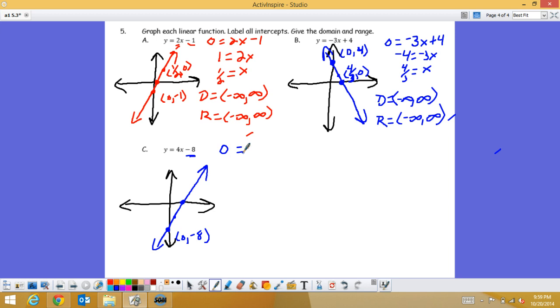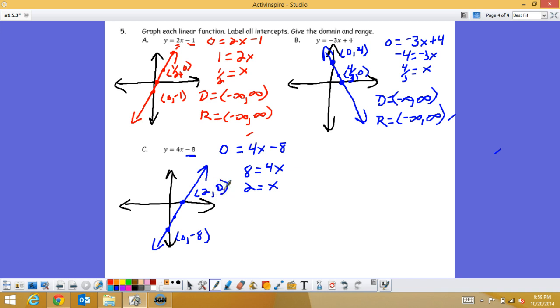And again, that's going to be an overriding theme this year. To find any intercept, you plug 0 in for the other variable. So to find a y-intercept, you plug 0 in for x. To find an x-intercept, you plug 0 in for y. So 0 is equal to 4x minus 8. We are going to solve for x by adding 8, and finally dividing by 4. So this x-intercept is the point 2, 0.